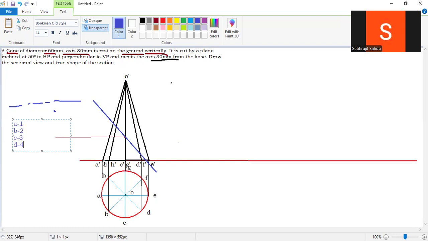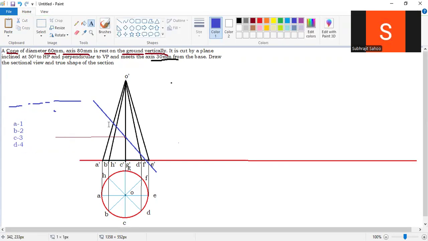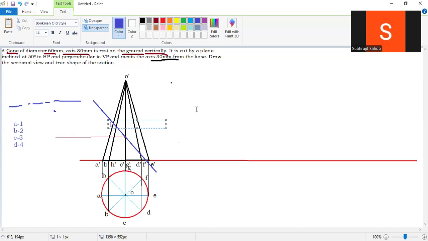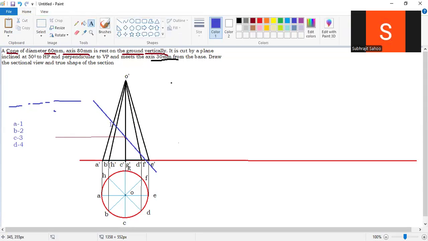Sir, observe, sir. This is which generator? First one, A dash written, A dash. That means it is A generator. A generator means which name I will give, sir? One only, or not? Sir, next observe, sir.